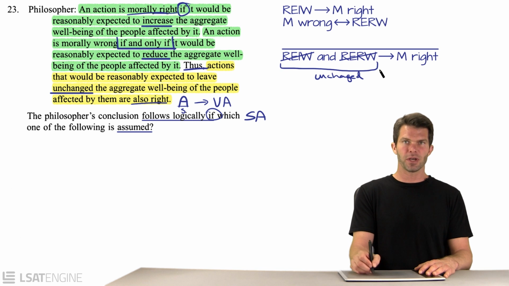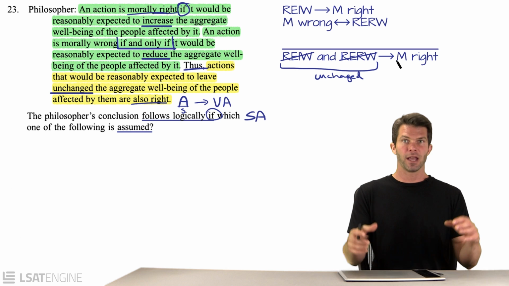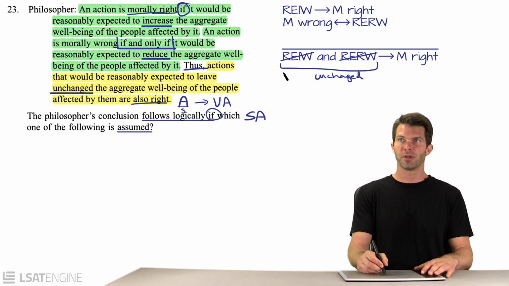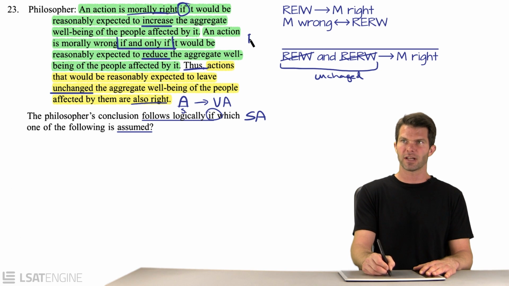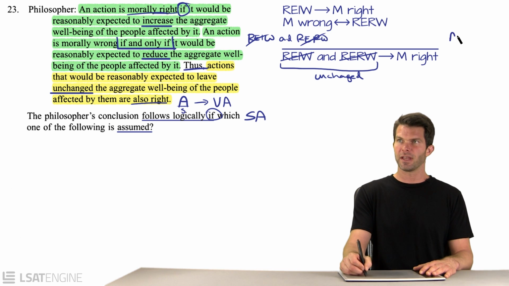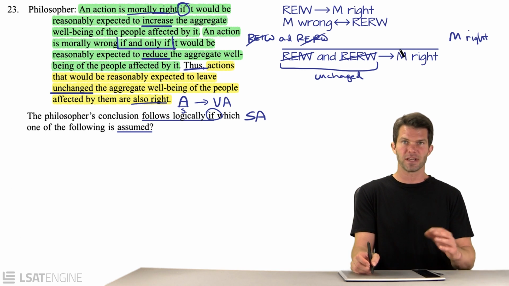And so what we typically do here on sufficient assumption questions is we separate these terms that we want to connect and we try to fit the premises in. We're trying to build a big chain to connect this idea to that idea, which will essentially guarantee our conclusion. So we want to start here. So if it's not reasonably expected to increase well-being and it's not reasonably expected to reduce well-being, what can we say about it? And then we want to land on the idea all the way over here that makes it morally right. So any terms that we have that we can attach to either of these, that's our first move.